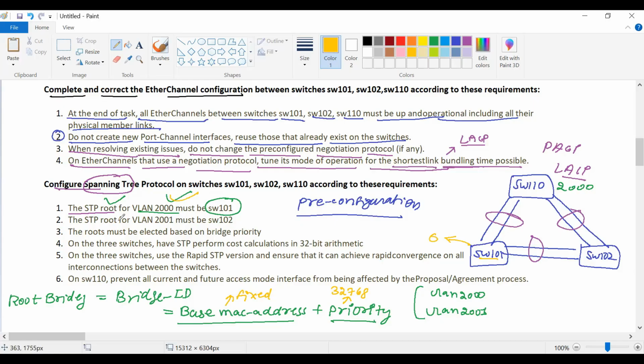And for VLAN 2001, switch 102 must be the root. So you have to go to this switch and change the priority for VLAN 2001. The root must be elected based on the bridge priority, because the base MAC address is the tiebreaker here. Whenever two switches participate in STP election, first of all they compare their priority. If the priority ties, then they use the base MAC address, and the base MAC address cannot be the same for two switches.